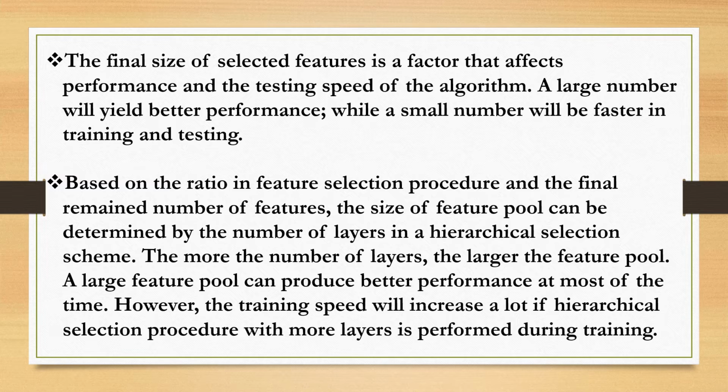The final size of selected features is a factor that affects performance and the testing speed of the algorithm. A large number will yield better performance, while a small number will be faster in training and testing. Based on the ratio in the feature selection procedure and the final remaining number of features, the size of the feature pool can be determined by the number of layers in a hierarchical selection scheme. The more layers, the larger the feature pool. A large feature pool can produce better performance most of the time. However, the training time will increase a lot when more layers are performed during the hierarchical selection procedure.